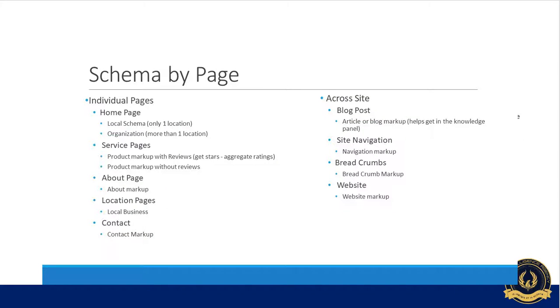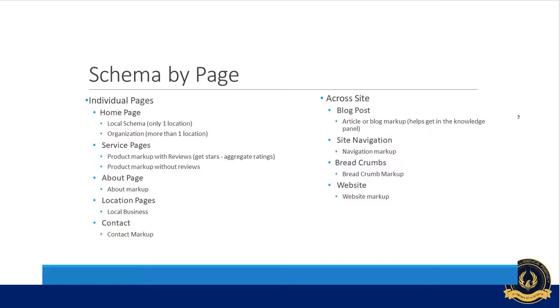So, schema by page. Your individual pages, you've got your home page. You're going to put local schema on here if you've got one business location. But if you've got more than one business location, you're going to use the organization for the home page. Now, your local page, I'm going to jump down a little bit. Your local page is where you're going to put your local business markup. If you have one, use the local. If you have multiple, use organization on the home page. If you have multiple locations, use the local business schema on each location.